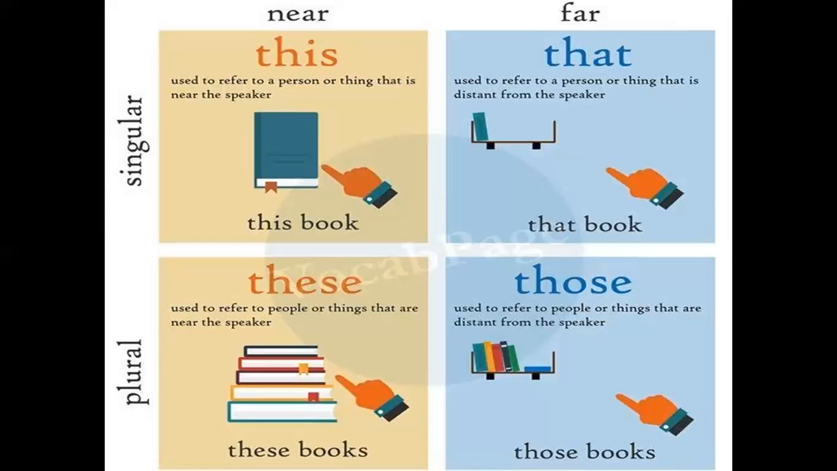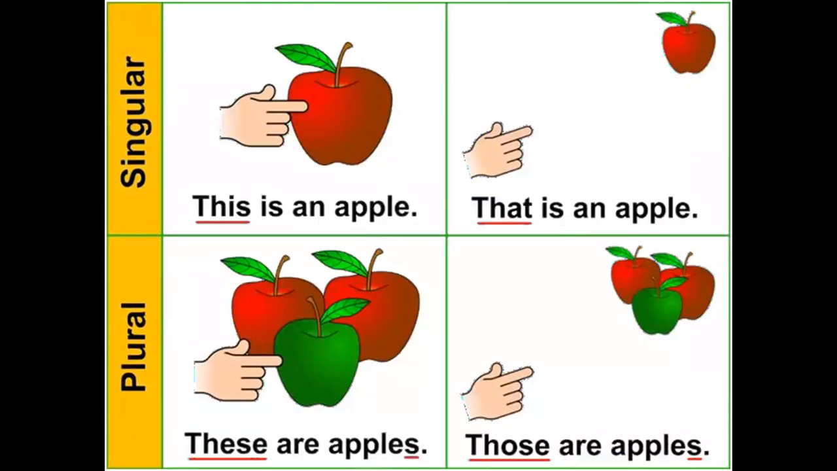As an example, those books. So I hope that you have got a clear idea about the usage of this, that, these and those. Now let's move on to some examples.